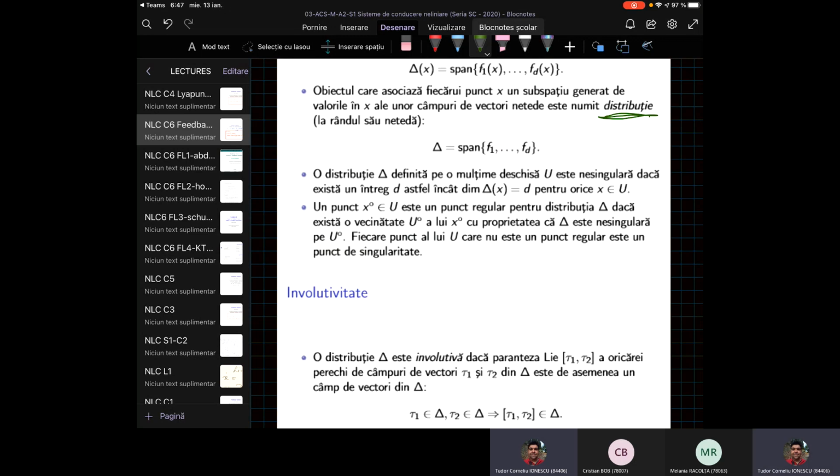And we have some properties about distributions. What is a non-singular distribution? What is a regular point in a distribution? It's related to the non-singularity. Any point in U that is not regular is a singularity point. So these distributions are mimicking some sort of function or mapping behavior. You notice that? It looks as if we are talking about functions. True?